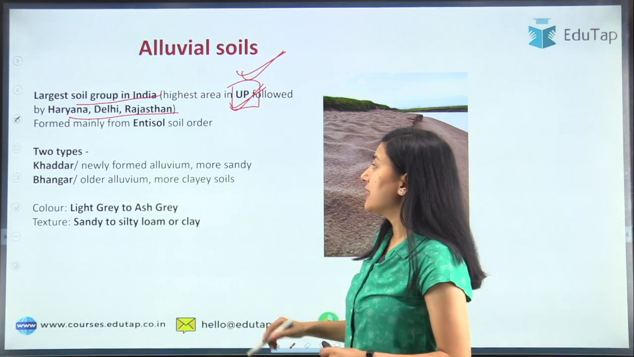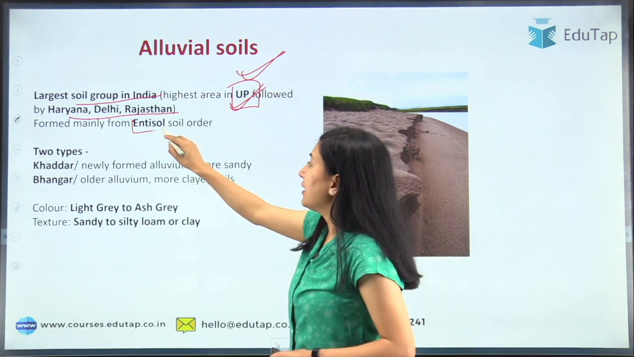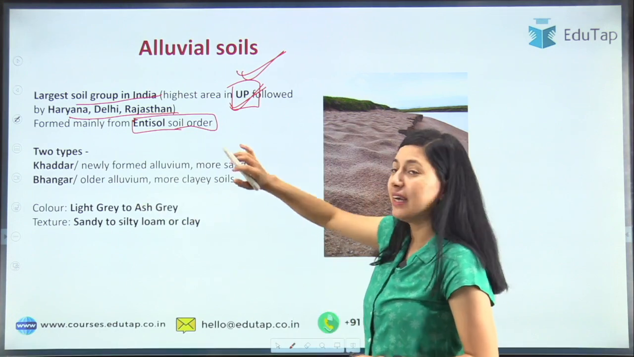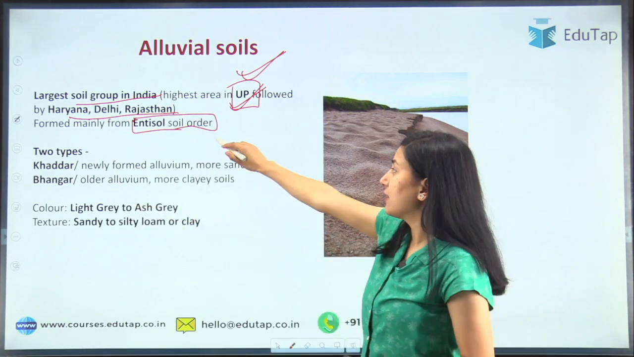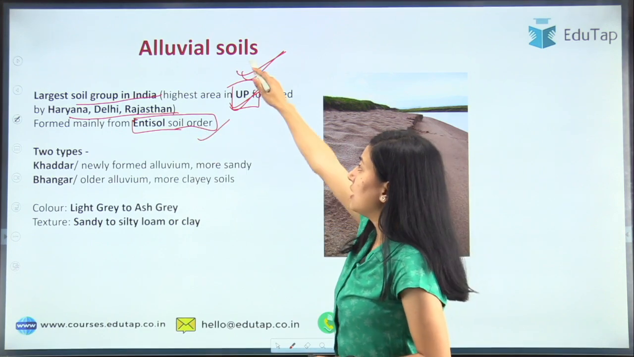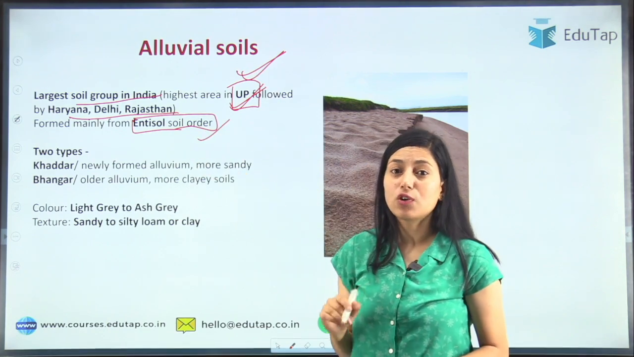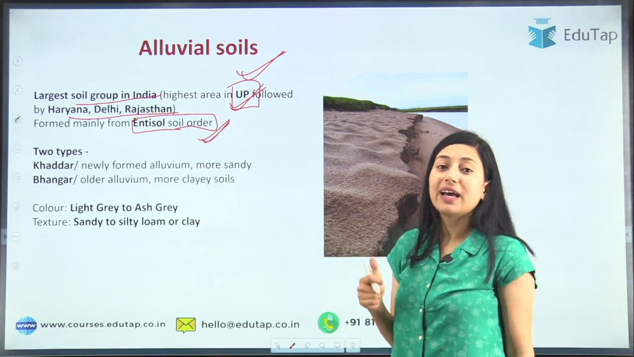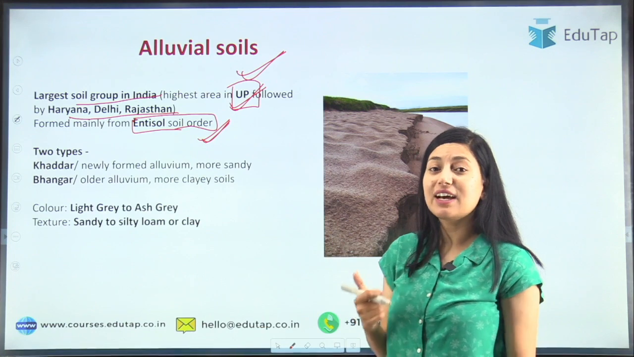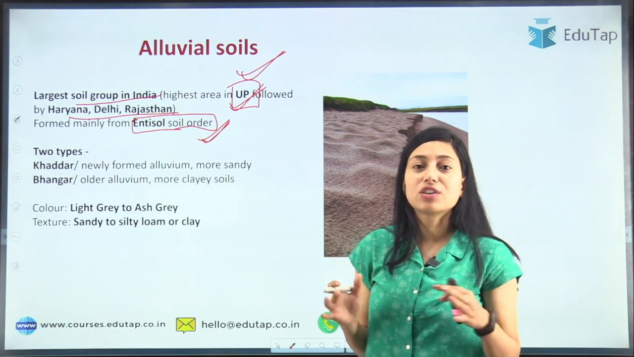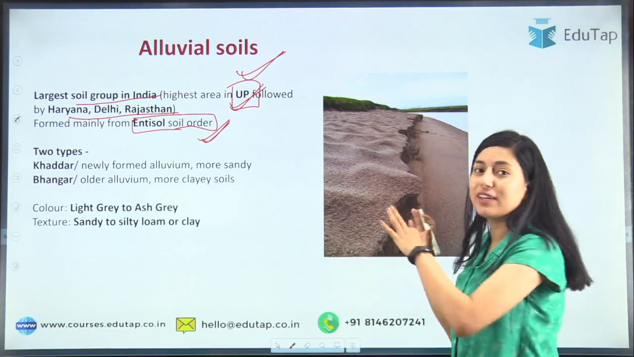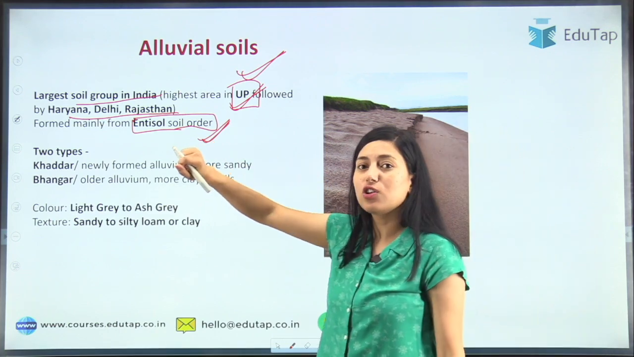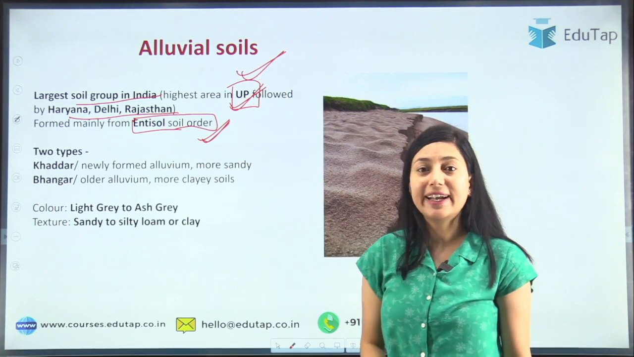Now students, these soils are formed from the Entisol soil order. We have discussed this in our previous video about the different types of soil orders, and under Entisols we discussed that alluvial soils are formed from this order. These Entisols do not have any kind of development, because they are formed by the accumulation of material brought by the river, that is, deposition by water.